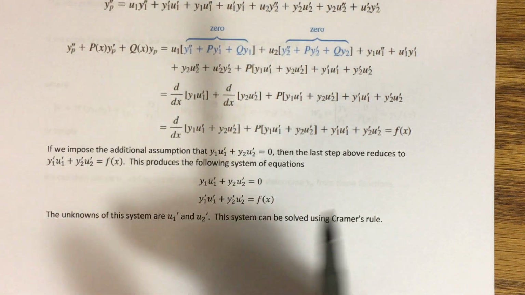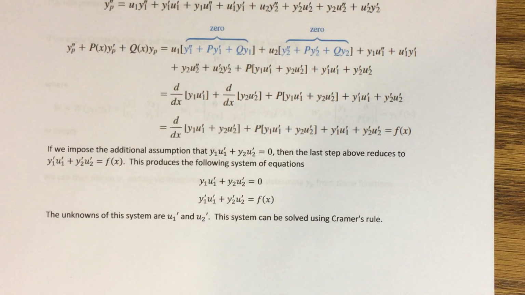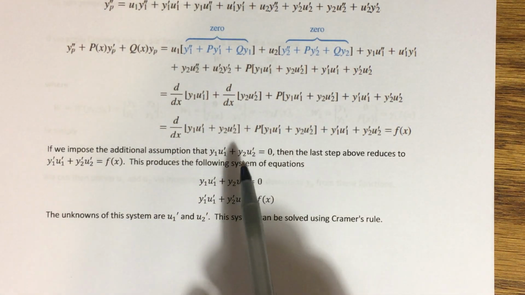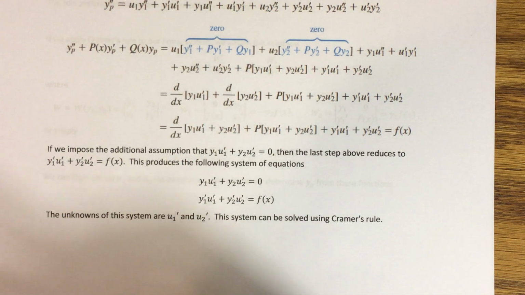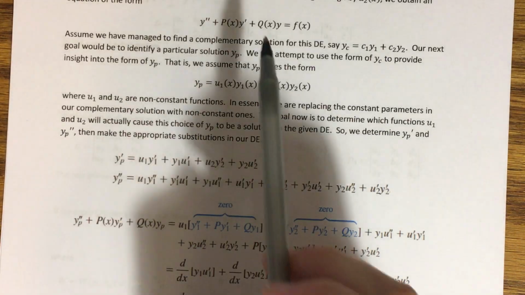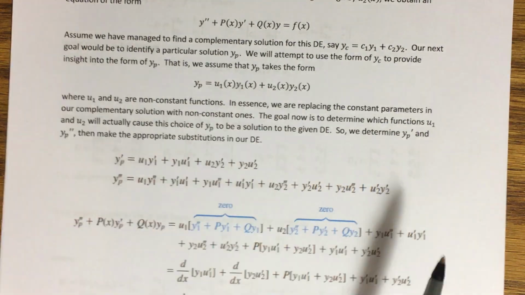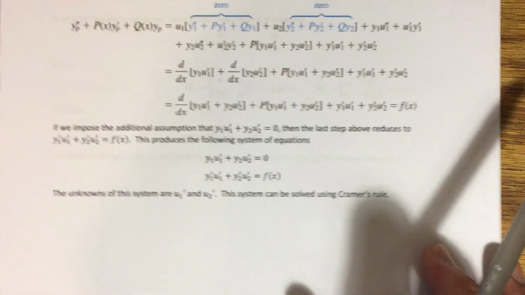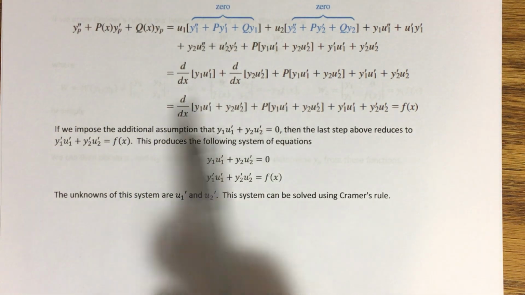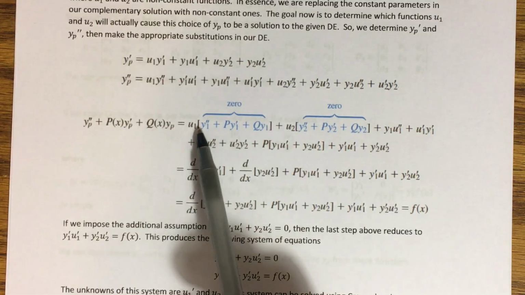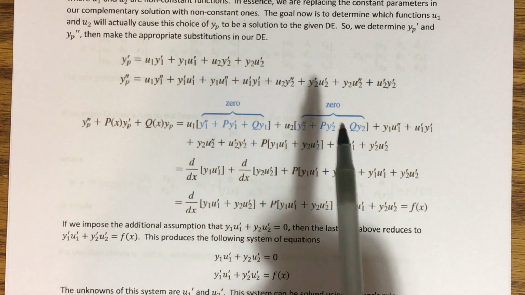So we can't forget what the goal of all of this is. The whole point of this tedious exercise is to try and determine what U1 and U2 are, such that they give us a particular solution when we put them into this. So we're trying to solve for U1 and U2. Now notice U1 and U2 by themselves have disappeared all the way up here. They zeroed out from these two steps.